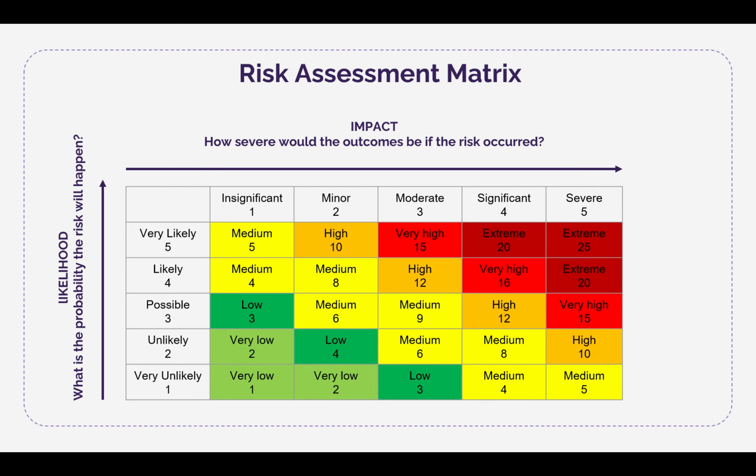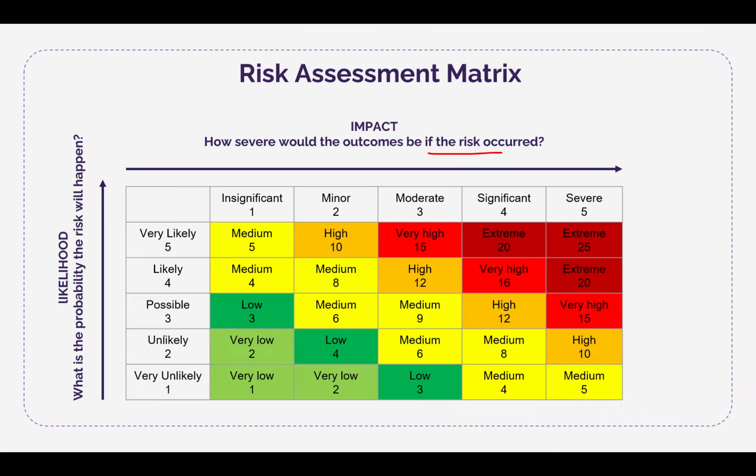So there are two axes. The first axis is impact. Basically, how severe would the outcomes be if the risk occurs? And then the second axis is likelihood. What is the probability the risk will happen?